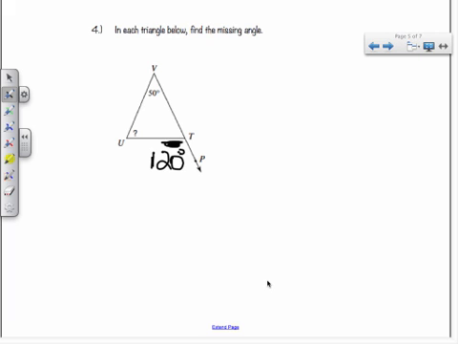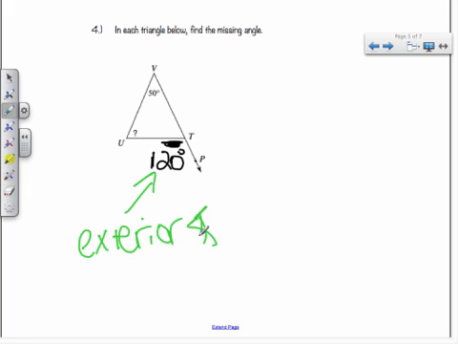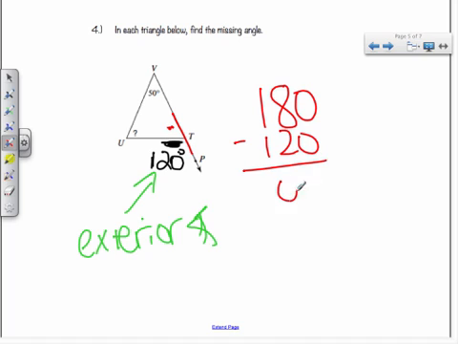So what I want to do is figure out what this missing angle is right here. Now I know that this is 50 degrees, and I know that this angle on the outside, which is called an exterior angle, is 120 degrees. Now, if you guys notice right here, this adds up to 180 degrees. So I can figure out what this missing angle is right here by just subtracting 120 from 180. So that means that this angle inside of here is 60 degrees.